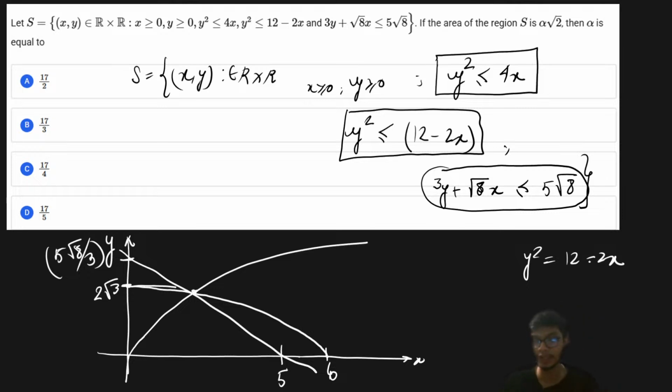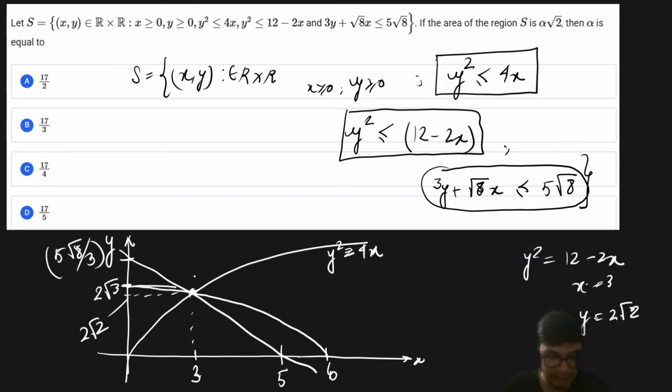Interestingly, if you put x equal to 3, the y will come out as 2 root 2. At x equal to 3, the value of y will come out as 2 root 2. Similarly, at x equal to 3, the curve y square is equal to 4x will also give you the y value as 2 root 2. So that is basically the point of intersection. Similarly, on the straight line also, at x equal to 3, the value is going to be 2 root 2.